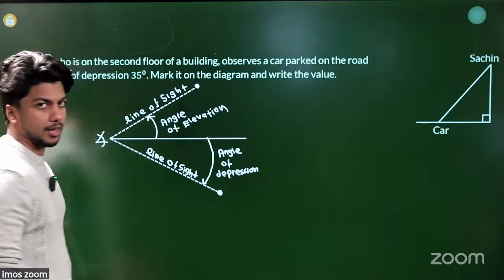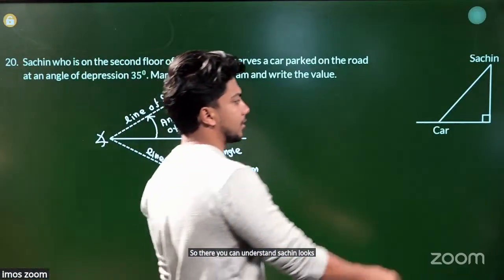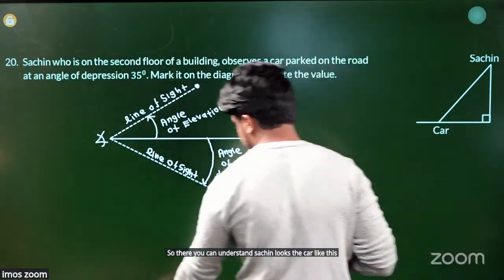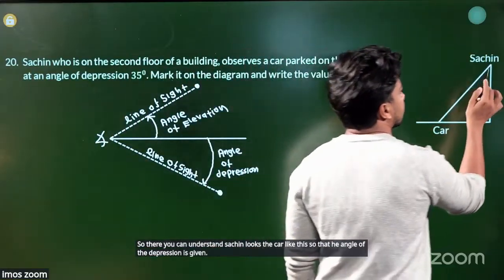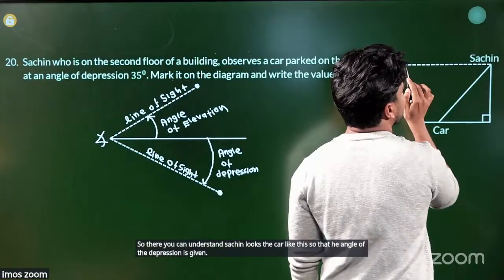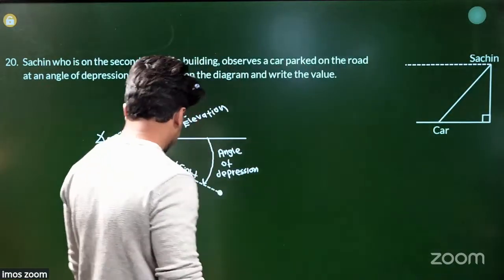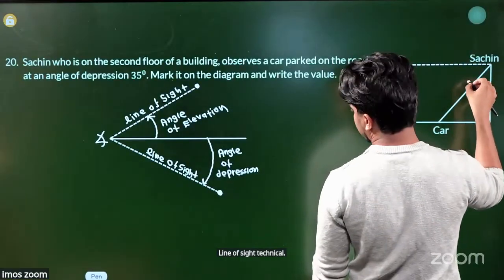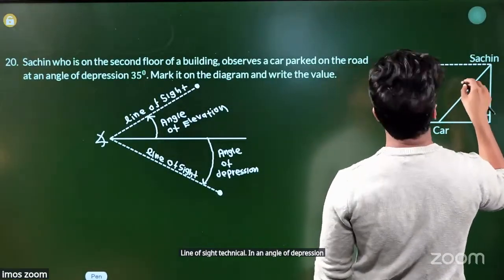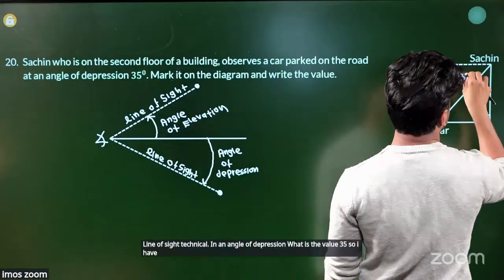So you can understand Sachin looks at the car like this. His angle of depression is given. So Sachin's eye level is this, the line of sight is this, and the angle of depression is this. What is the value? 35. So I have marked that as 35.